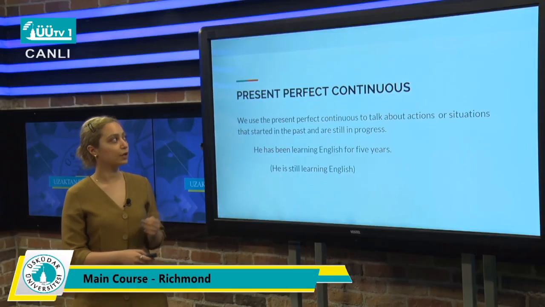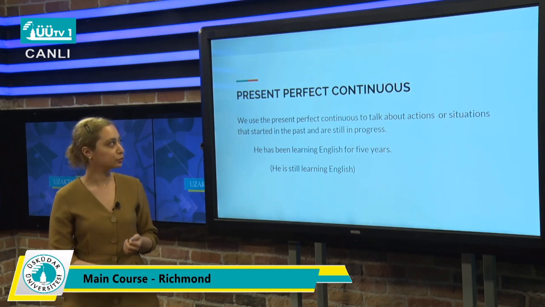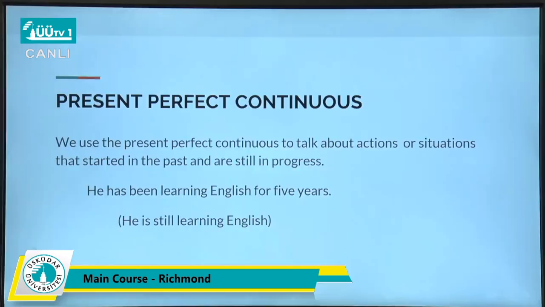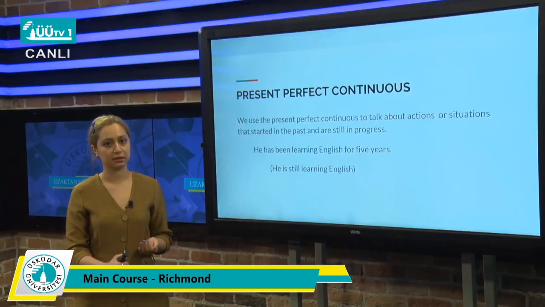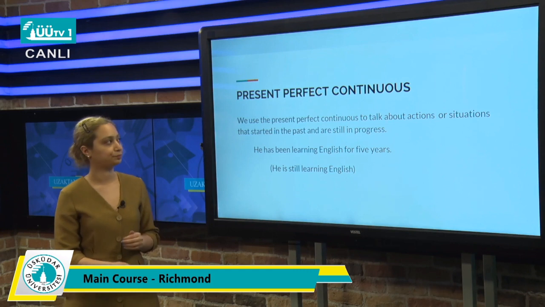Now let's talk about present perfect continuous. We use present perfect continuous to talk about actions that started in the past and are still in progress. Our keyword here is progress. For example, he has been learning English for 5 years, meaning he is still learning English. So the progress is still going on.